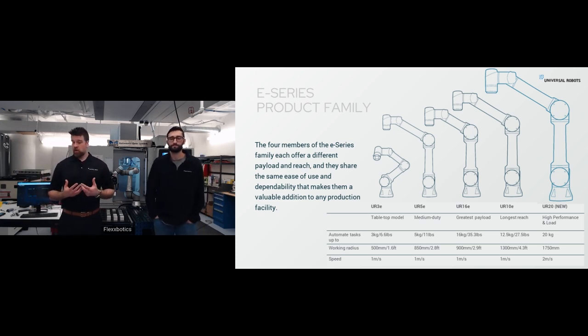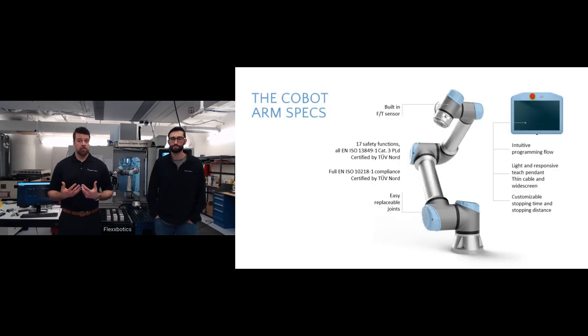Our latest generation of robot is the e-Series robot, and it has a built-in force torque sensor in the wrist, as you can see here. What that does is it enables the robot to have a sense of touch, much like a human does. So it can make real-time adaptations on the fly rather than always having to rely on a series of pre-programmed waypoints. We have 17 different safety functions and a number of certifications.